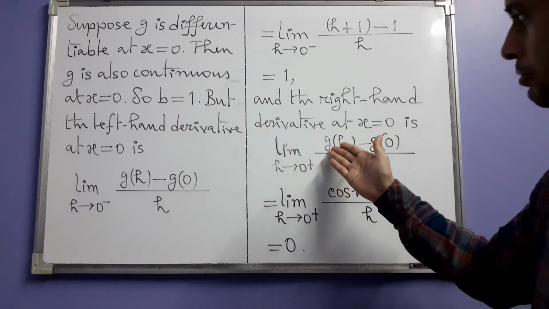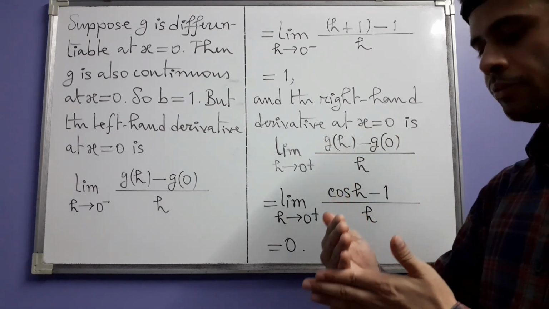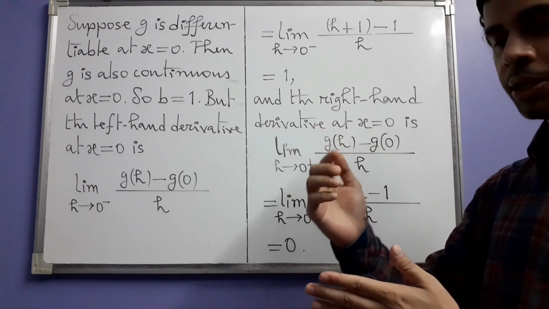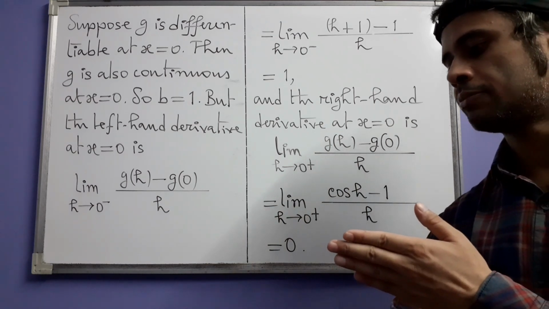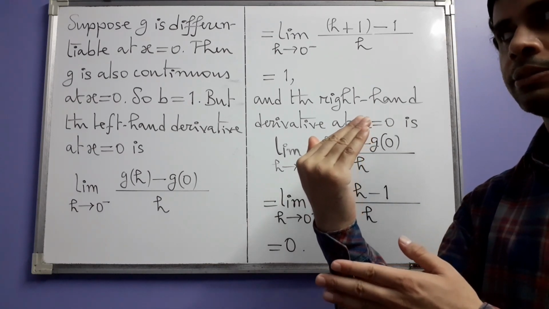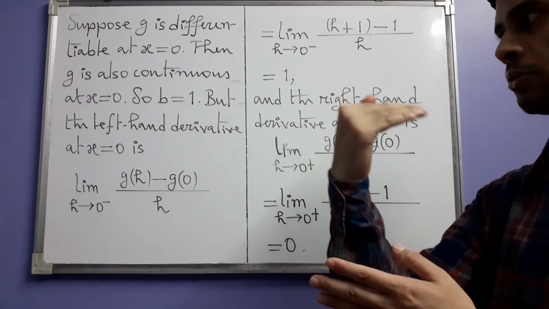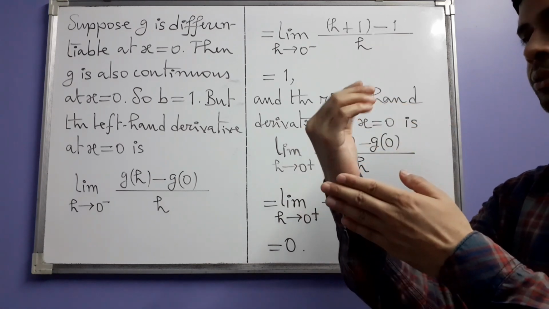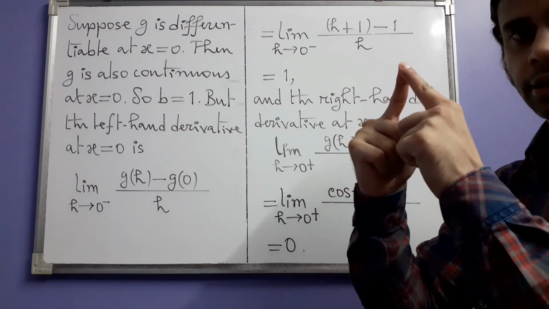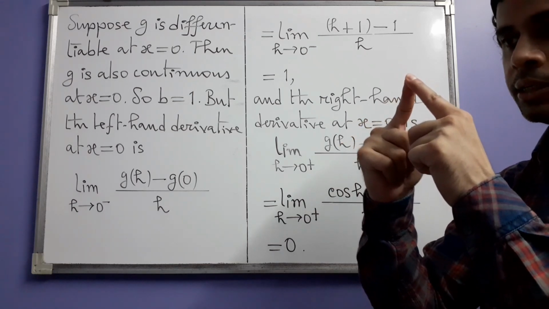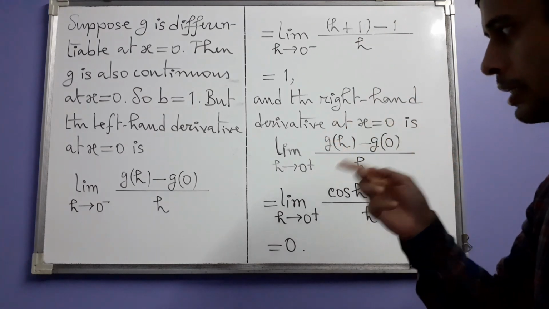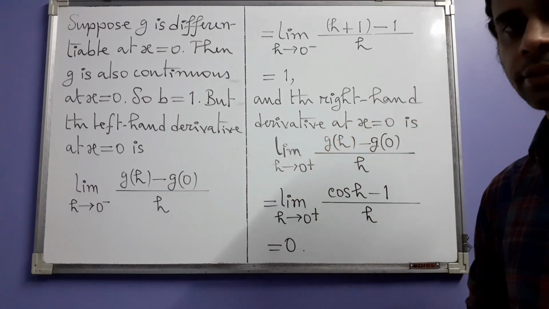What was the definition of g? On the left side it was x plus b, which now is x plus 1. So the graph is a straight line on that side, and then it is the cosine graph. So at that point where the transition is happening, there is a sharp corner, and we do not have any unique tangent at sharp corners of any curve. That is why it's not differentiable at x equal to 0.